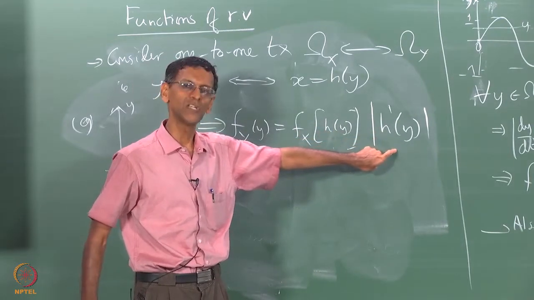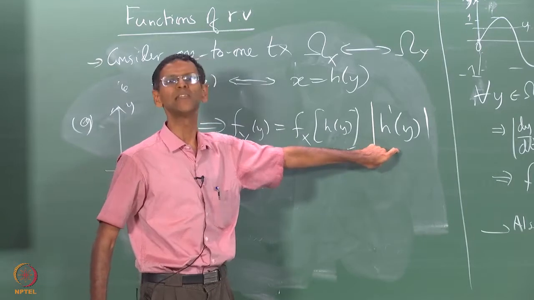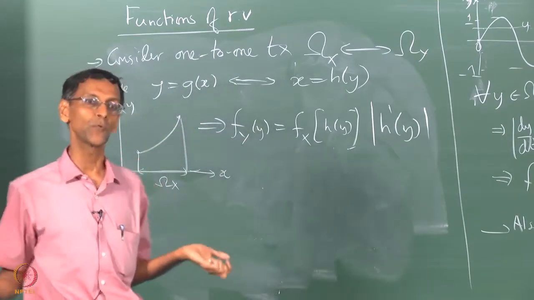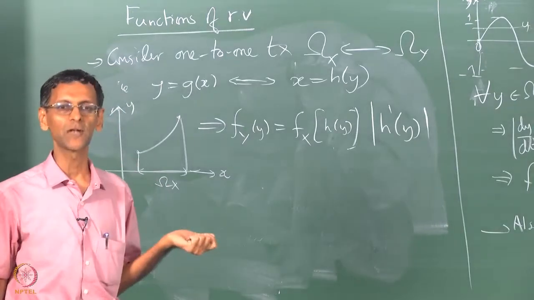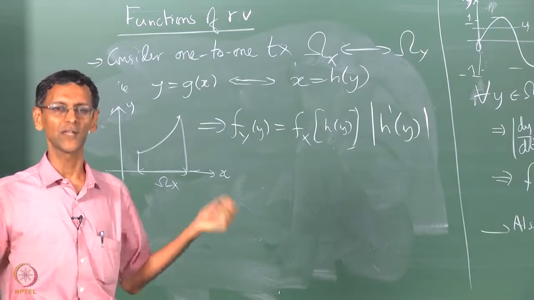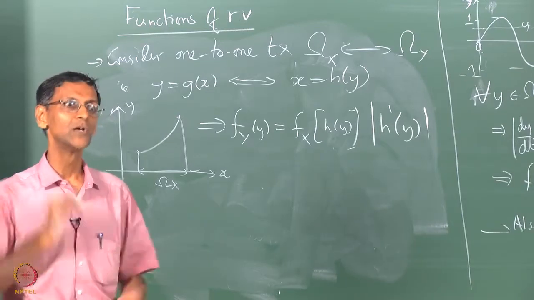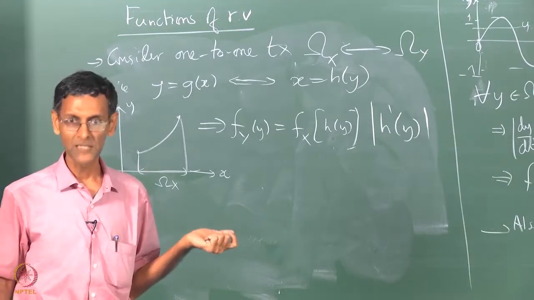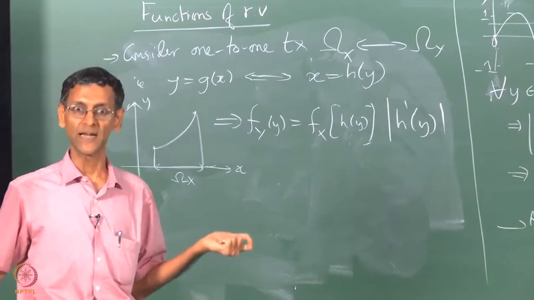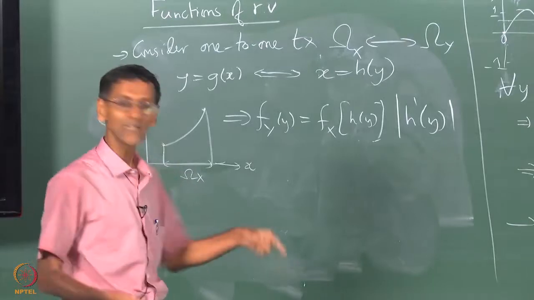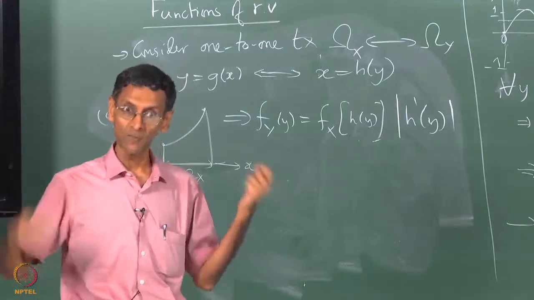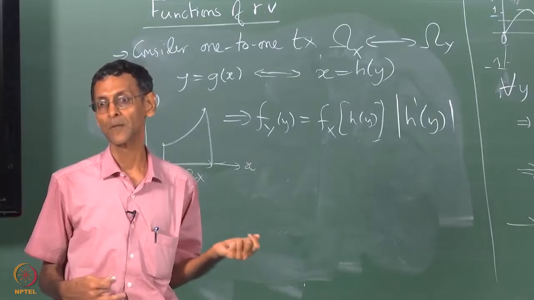1 by mod g prime of x, where x is equal to h of y. g prime of x and h prime of y are reciprocals, always reciprocals of each other when you have invertible transformations, because the one quantity is dx by dy and the other quantity is dy by dx at the same point. So obviously they have to be reciprocals. If dx by dy is negative, dy by dx also will be negative. That is, if you have a decreasing transformation going from x to y, again you have a decreasing transformation going from y to x.